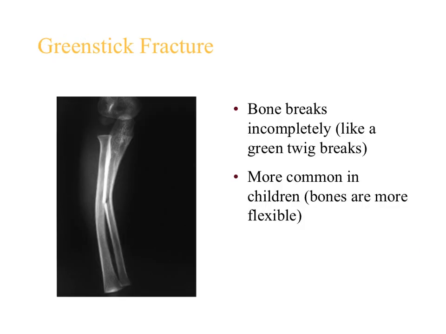Greenstick fractures are really common in children because they have more flexible bones, and it's when the bone breaks incompletely. So here you can see the bone is still intact on this side of the bone, but you can see that it's broken on this side of the bone, kind of the way a green twig breaks when you try to bend it in half. But because the wood is wet and pliable, it only breaks on half of the twig.